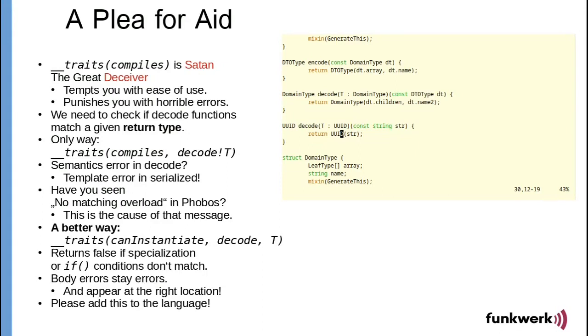And so with that single change, the usability of D for intermediate users would immensely improve. So please, traits can instantiate, please add it to the language. It would be so good for all templates, and it would be especially good for Serialized.